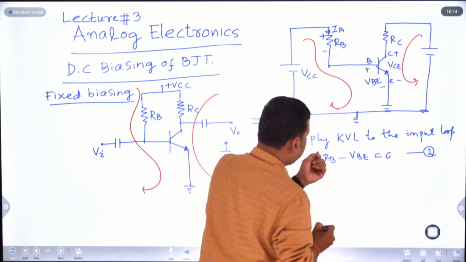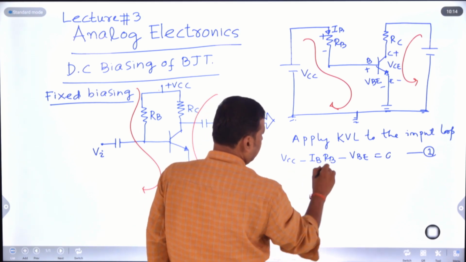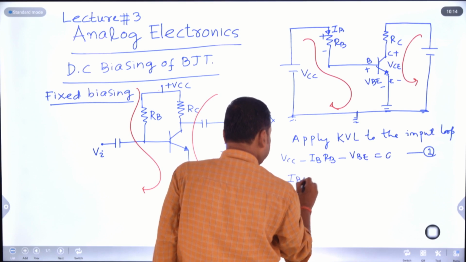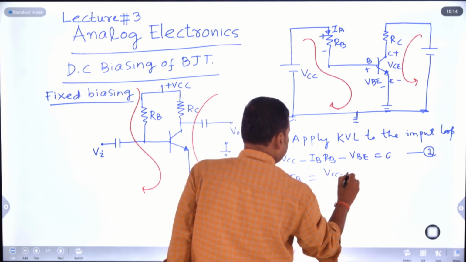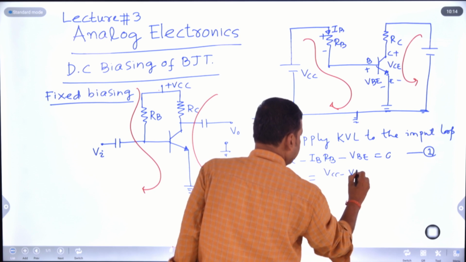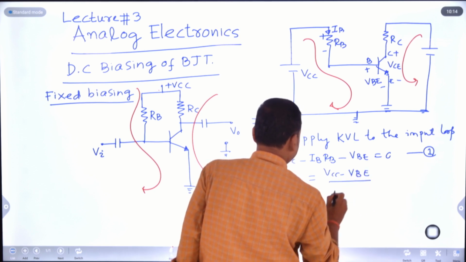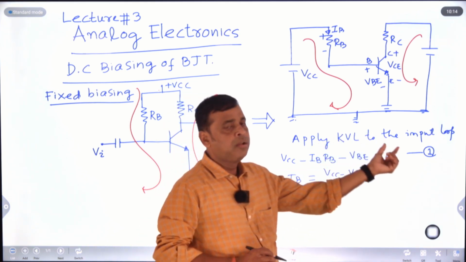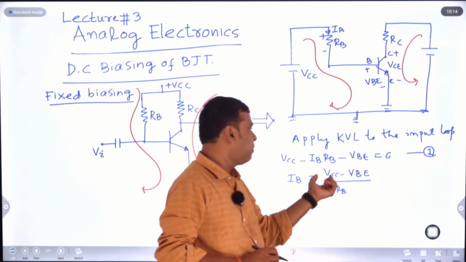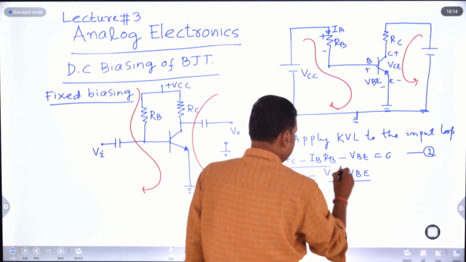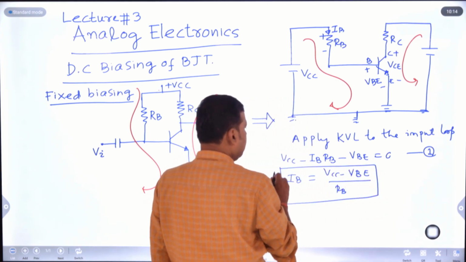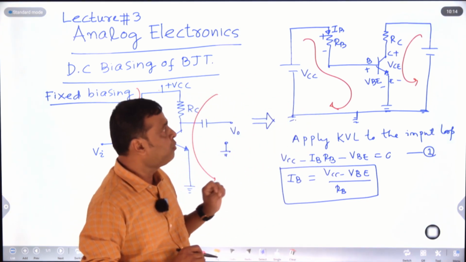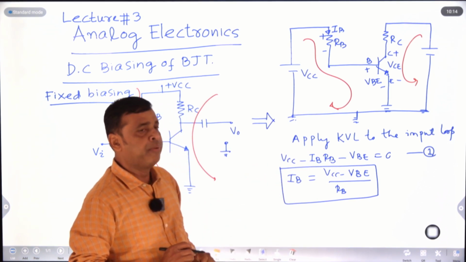If you want to find the input current IB, from this equation I can find the value of IB. So IB is nothing but VCC minus VB divided by RB. Because VCC minus VB and minus IBRB brought to the right hand side becomes plus, IB equal to VCC minus VB divided by RB. This is your input equation. To find the input current, apply the KVL to the input. The input current is your base current.